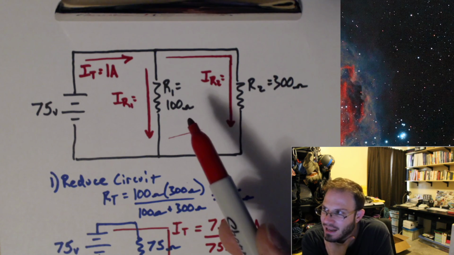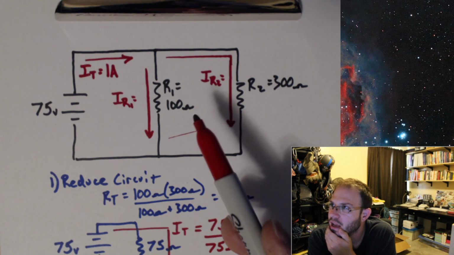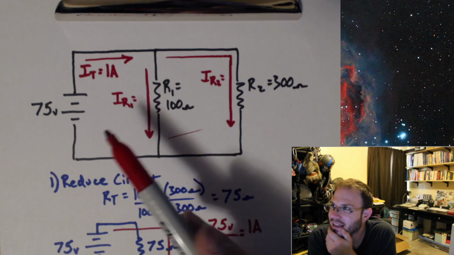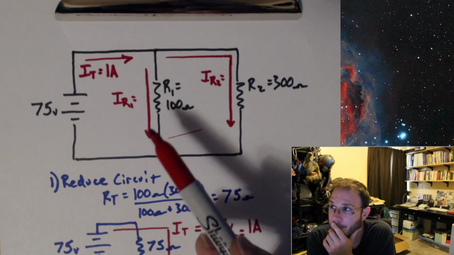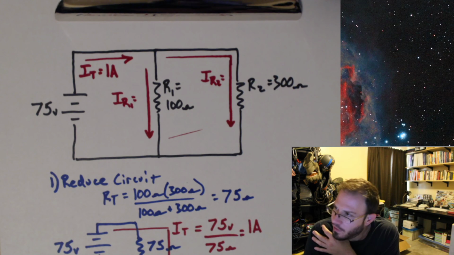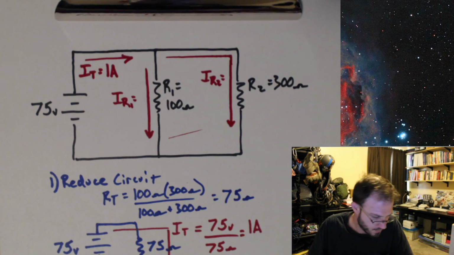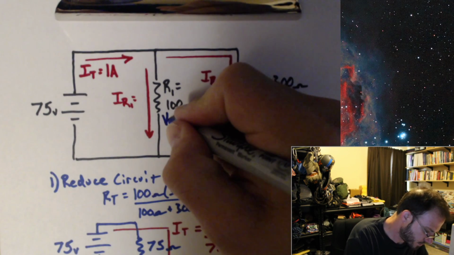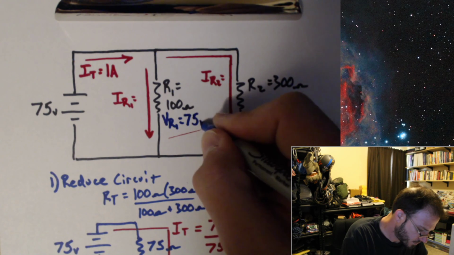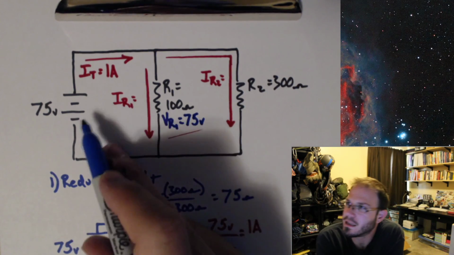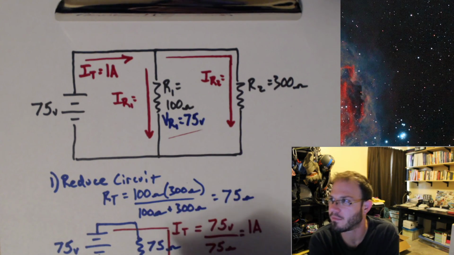We got that in the first part of this lecture, which is if it's in parallel, it's got the same voltage drop across it. So it's actually the same thing we did before. So I can figure out what VR1 is. Because it's in parallel, R2 is in parallel with R1. They should have the same voltage.